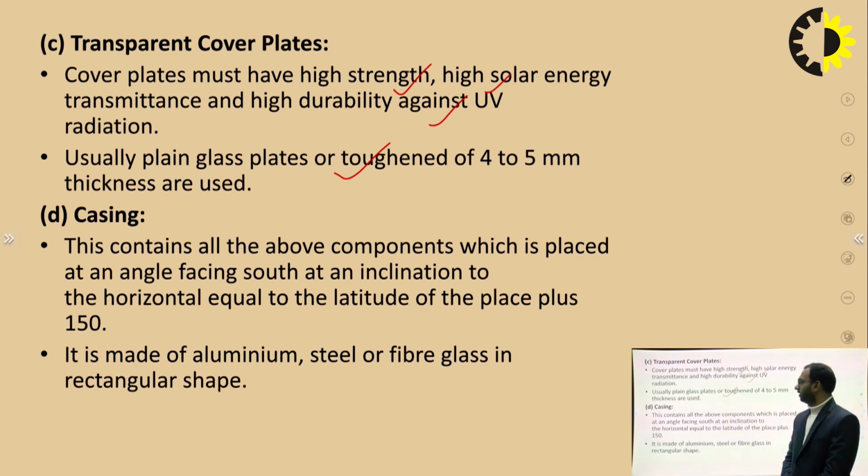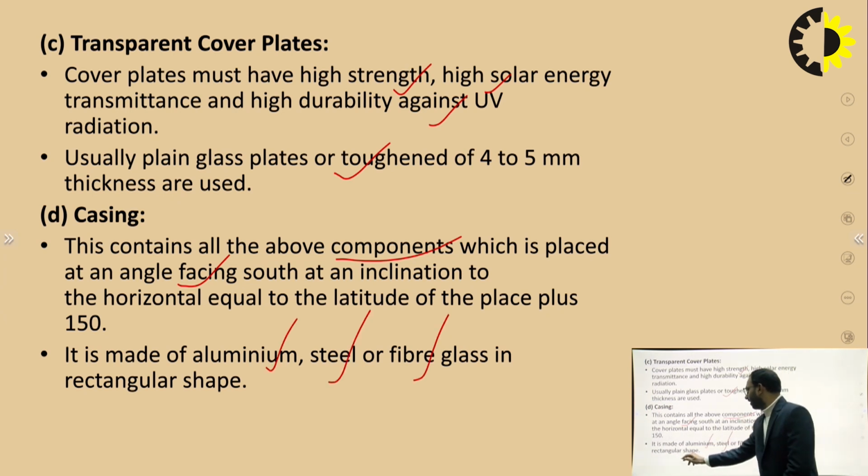Then for the casing, it should hold the above components, placed at an angle facing south, at an inclination to the horizontal equal to the latitude of the place plus 15 degrees. The materials for this are aluminum, steel, or fiberglass, in a rectangular shape.